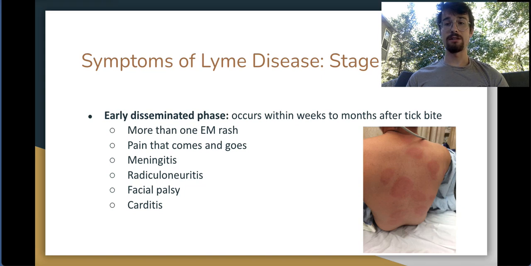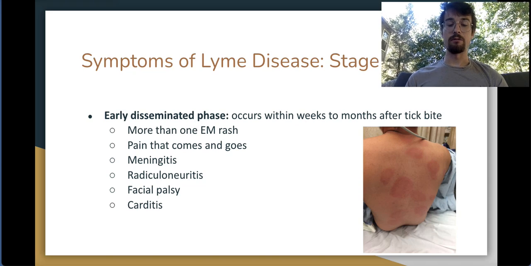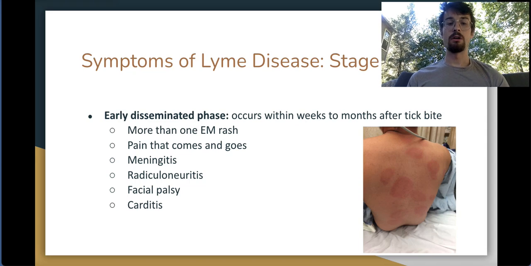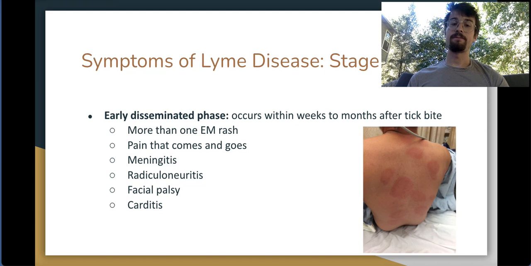Characteristic symptoms of stage 2 include more than one EM rash, pain that comes and goes around different parts of the body, in joints, tendons, muscles, and bones. Meningitis, which is an inflammation of the brain and spinal cord. Numbing or tingling in the arms and legs, which is known as radiculoneuritis. Weakness or drooping on one or both sides of the face. Difficulty closing eyelids, which is known as facial palsy.